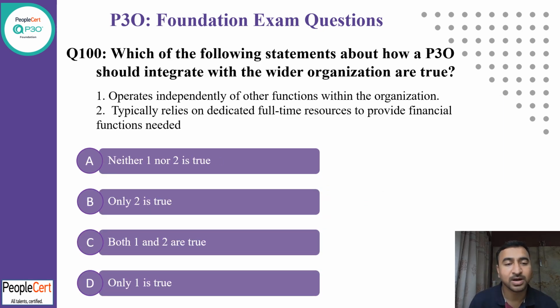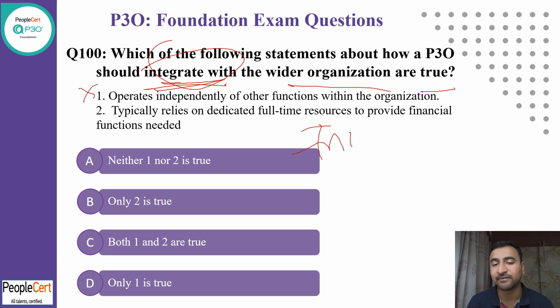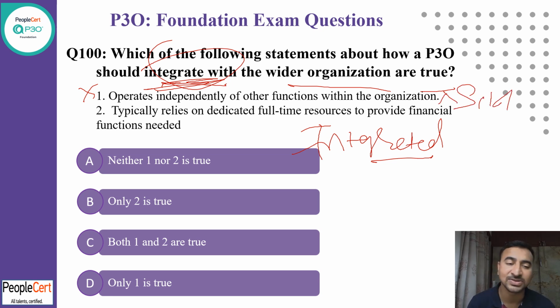Okay, question number 100, which of the following statements about how P3O should integrate the wider organization are true? So integrate wider organization, let's read statement 1. Operate independently of function within the organization. That is fundamentally wrong. In an integrated environment, you are not asked to work in silos independently, so you can discard it, it's not the correct answer.